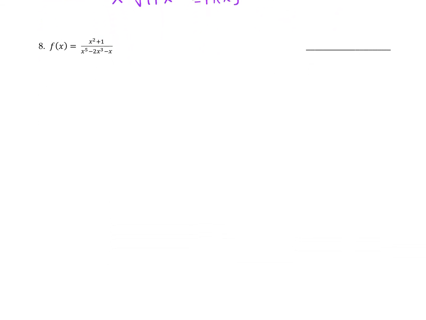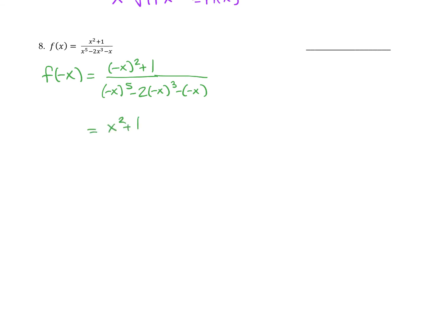All right, so we have even, neither, even. Hopefully this one's odd. Let's see what happens. So if I plug in negative x, I'm going to have negative x squared plus 1 over negative x to the 5th minus 2 negative x to the 3rd minus negative x. So on top, it's going to go back to being the same. But in the bottom, I ended up with negative x to the 5th plus 2x to the 3rd plus x.